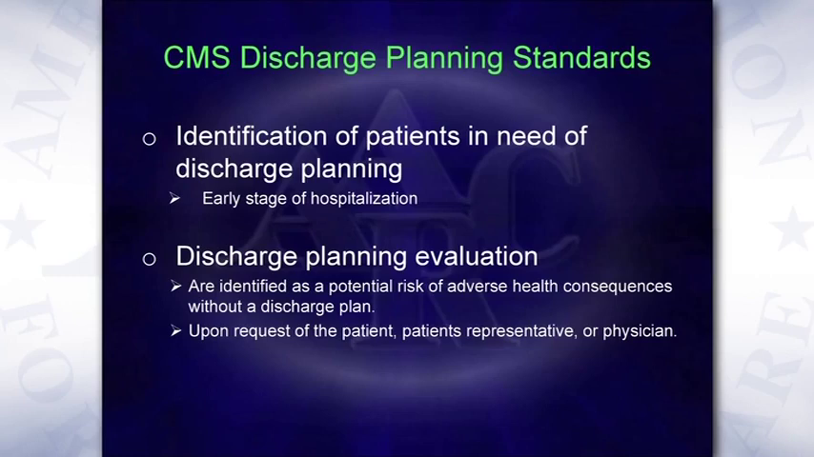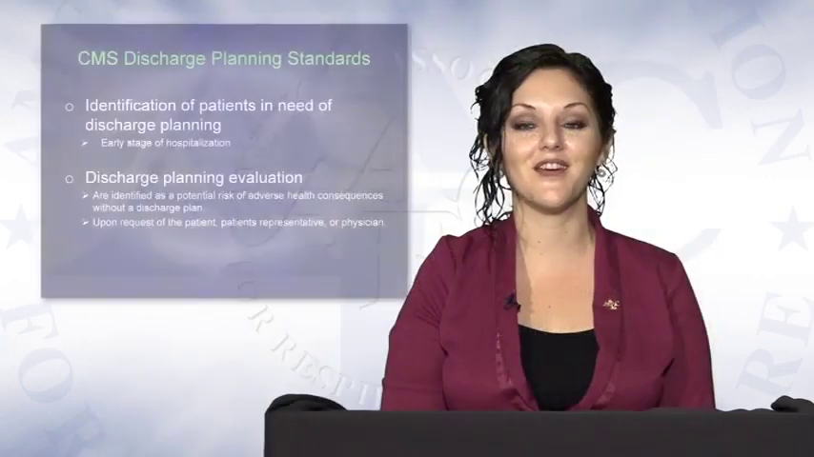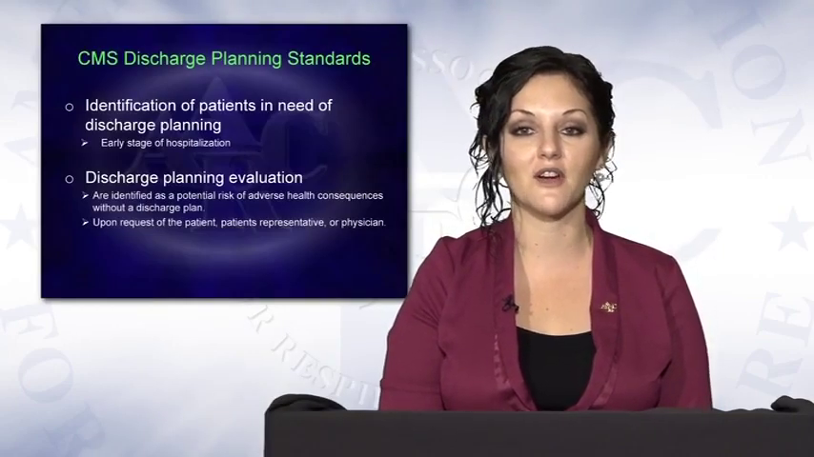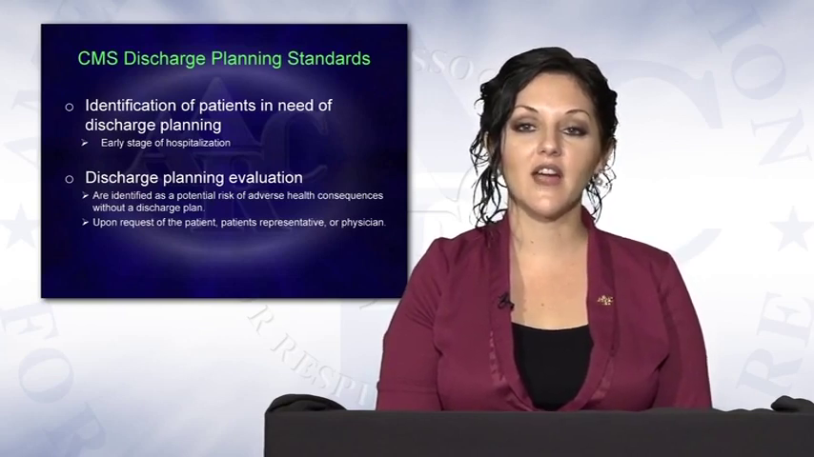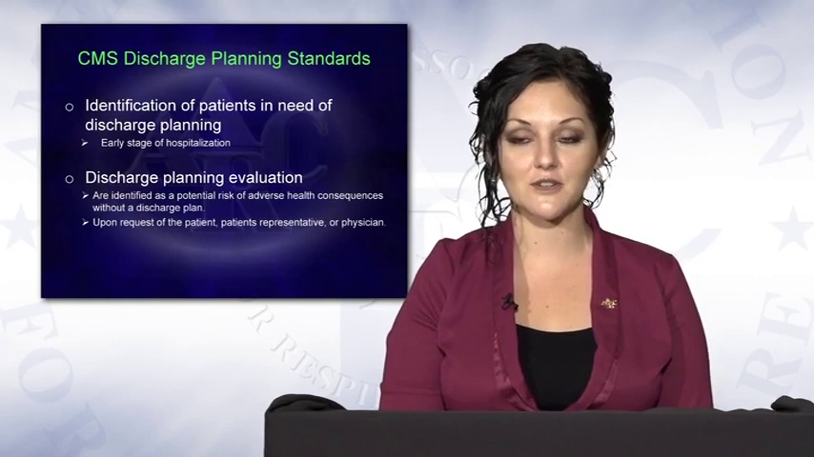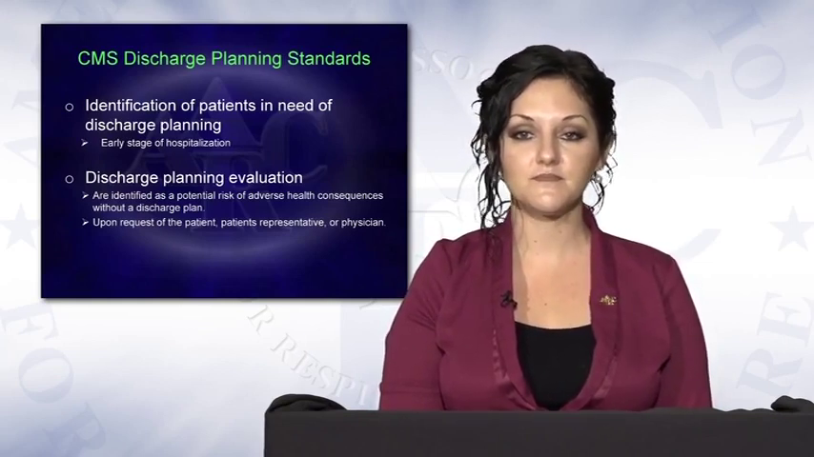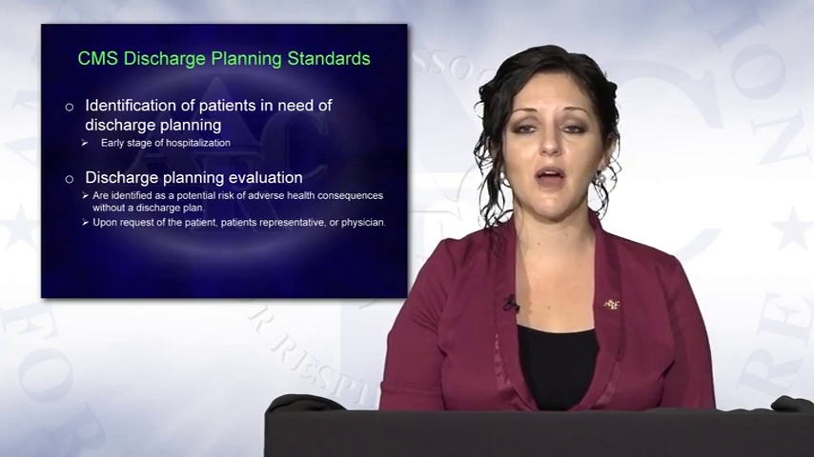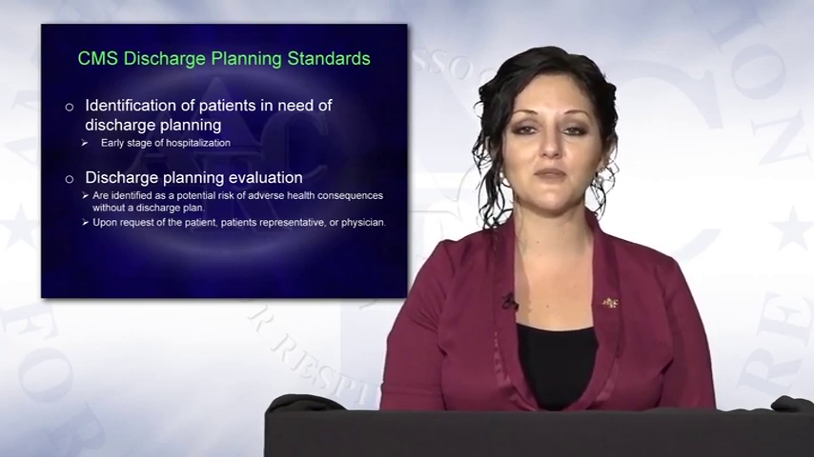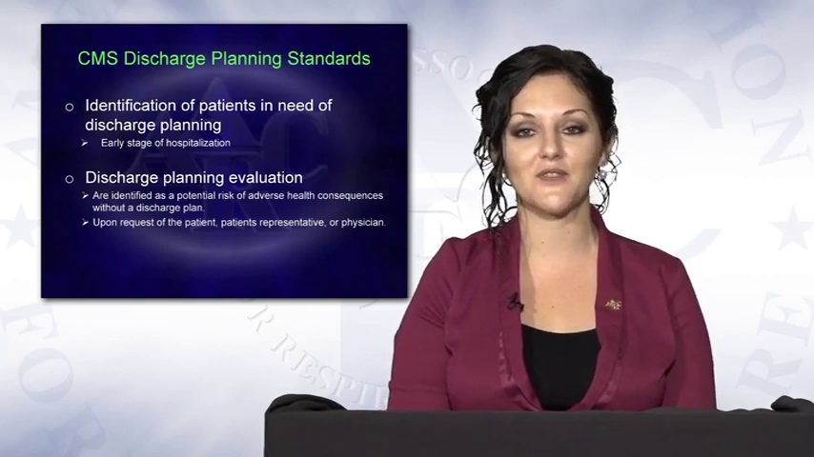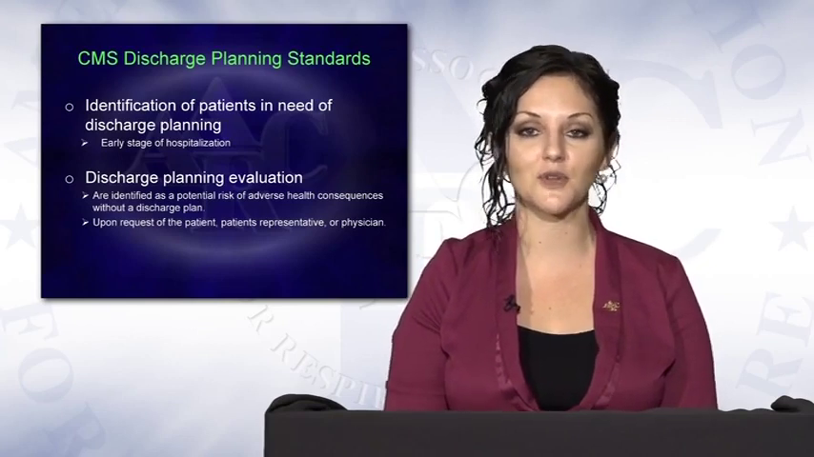So the first CMS discharge planning standard is the identification of a patient in need of a discharge plan. We want to identify patients early on in their hospitalizations. These patients are patients with multiple comorbidities, patients who are high utilizers of the emergency department, the hospital, or their primary care. And these patients are identified as needing a discharge plan by CMS standards. The discharge planning evaluation happens within the first few hours of identifying the patient. So once the patient walks in, within the first 24 hours, we're going to identify the patient, and then we're going to evaluate them shortly after.